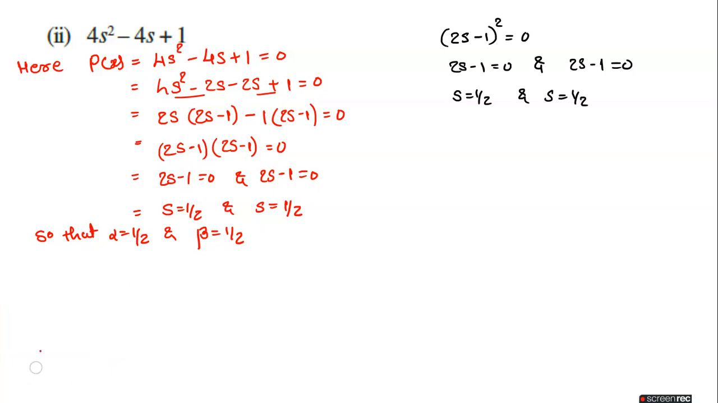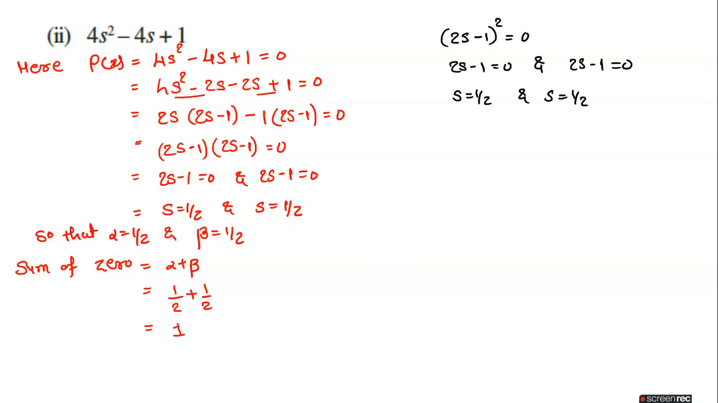Then now sum of zeroes is equal to alpha plus beta. As you can see here, 1 by 2 plus again 1 by 2. So simple, 1 by 2 plus 1 by 2 is 1. Alpha plus beta is equal to 1.